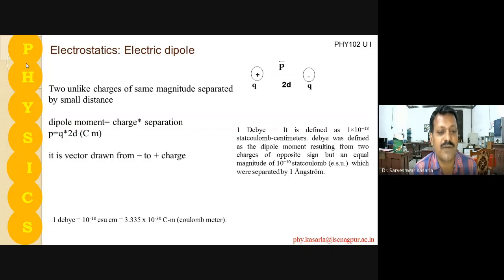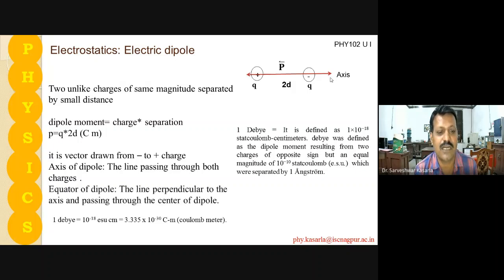So dipole moment is a vector quantity. It is directed from the negative to the positive charge. The axis of the dipole is defined as the line passing through both charges, and this is the axis of the dipole. The equator of the dipole is the line perpendicular to the axis and passing through the center of the dipole. So here somewhere is the center, and the equator is the line passing through the center and perpendicular to the axis of the dipole.